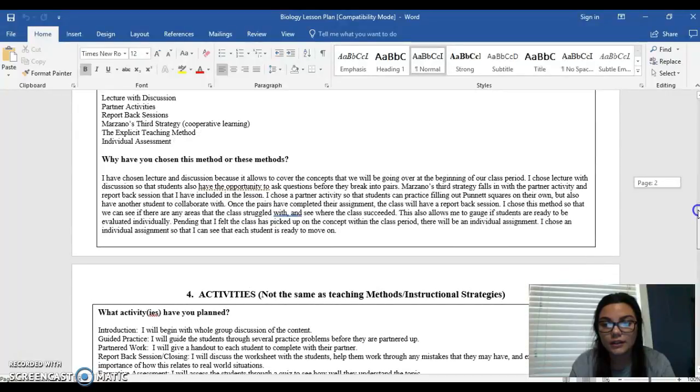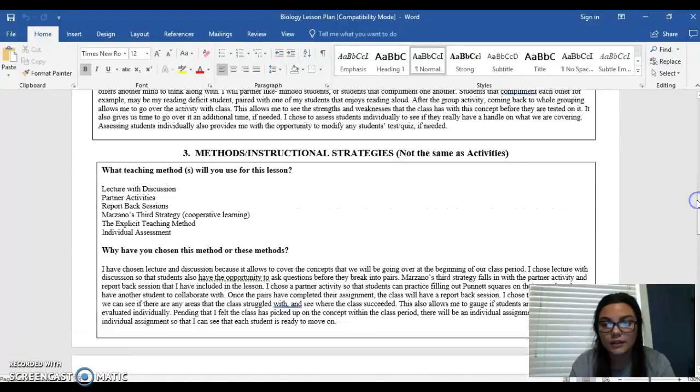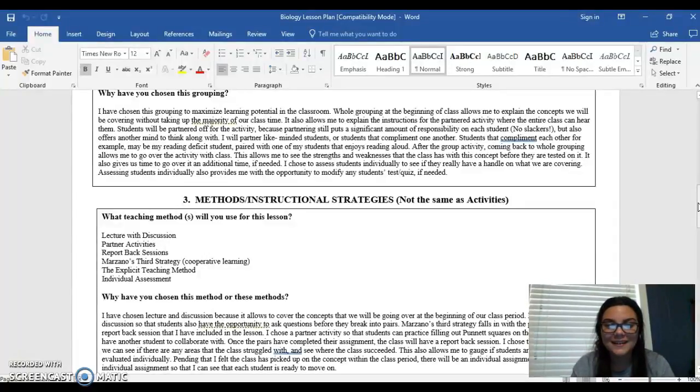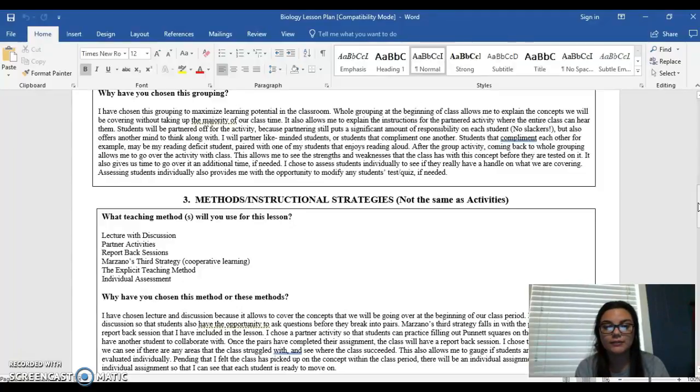So Section 3, the methods that I'll be using are lecture with discussion, partnered activities, report back sessions, Marzano's third strategy, which is cooperative learning, so kind of the partner activity, the explicit teaching method, and an individual assessment.